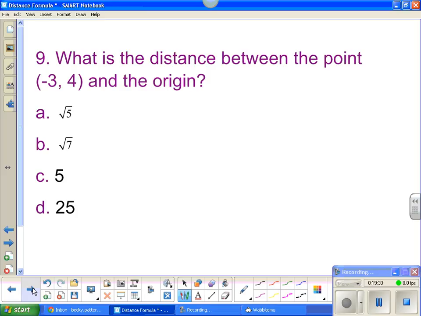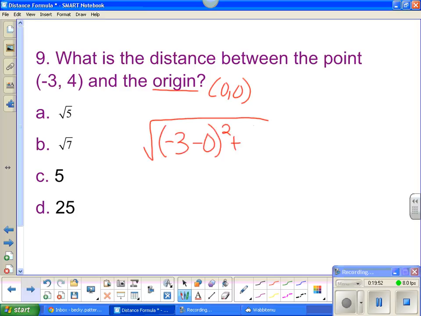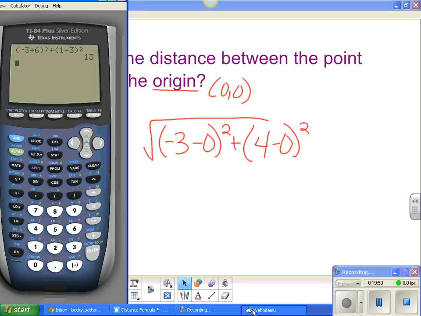Okay, last one. What is the distance between the point -3, 4 and the origin? What the heck is the origin? That's 0, 0. They're just making sure you know that. They're throwing a little vocabulary in there. So I'm going to do the distance. Now I'm going to say negative 3 minus 0 squared, because those are my x's. And then 4 minus 0 squared. Those are my y's.